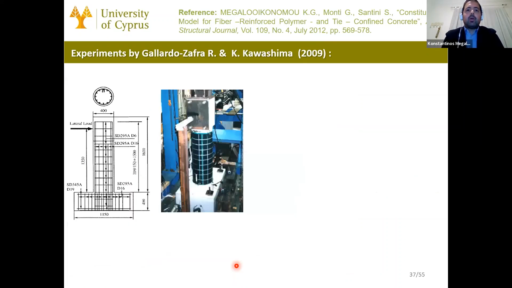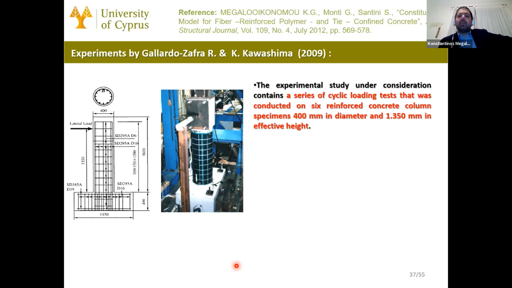And a correlation, I provide here a correlation that is also one of these columns provided in the OpenSees wiki page of FRPConfinedConcrete. You can download it. It's the example. It's provided also for the Python interpreter in the OpenSeesPy page, and the correlation is for bridge piers that have 400 millimeters diameter and 1,350 millimeters effective height.